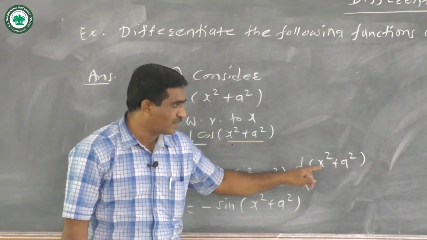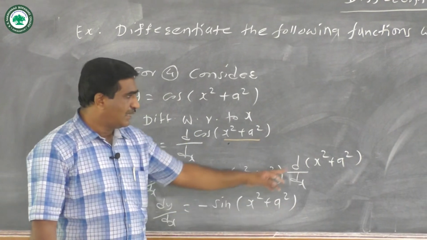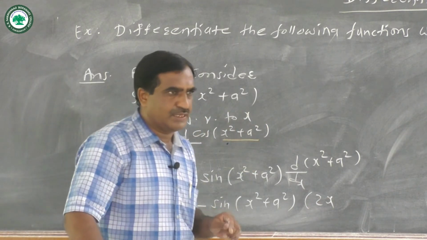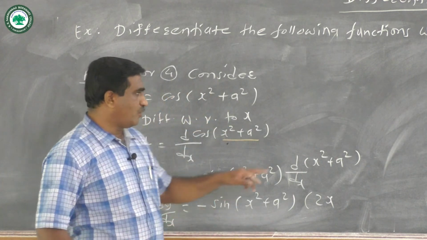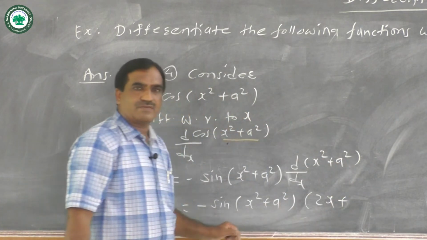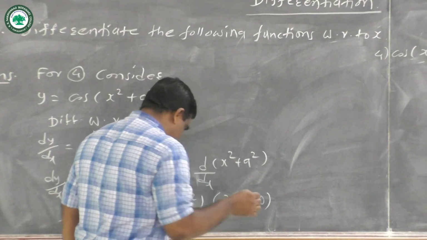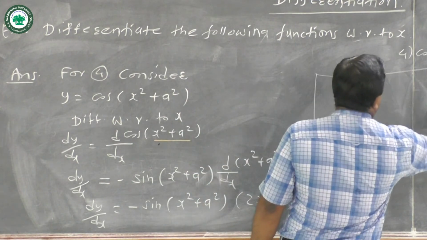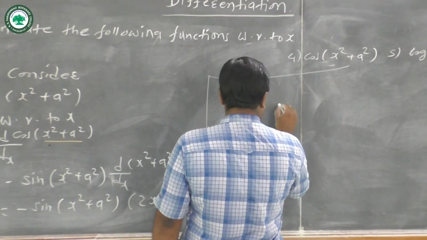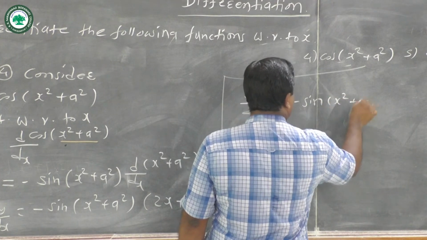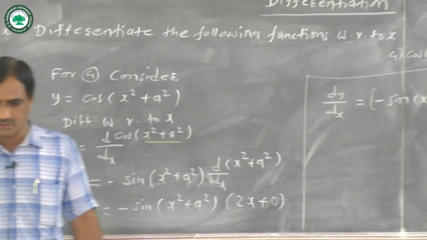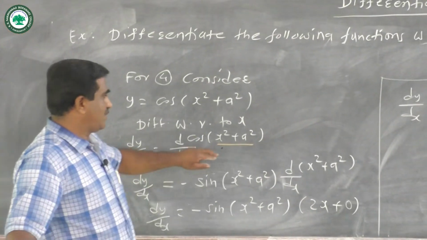Here use the addition rule, the derivative of x square plus the derivative of a square. A square is a constant term. The derivative of x square is 2x, by using the formula: the derivative of x raised to n is n into x raised to n minus 1. Therefore, the derivative of x square is 2 into x raised to 2 minus 1, that is 2x, plus the derivative of a square, which is a constant term, is equal to 0. That is, finally we can write the derivative of cos of x square plus a square, dy by dx, is equal to minus sin of x square plus a square into 2x. Okay, this is a simple composite trigonometric function. A simple example, this one.